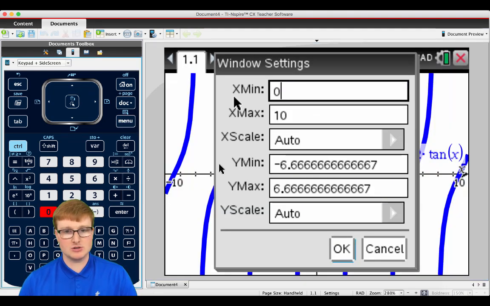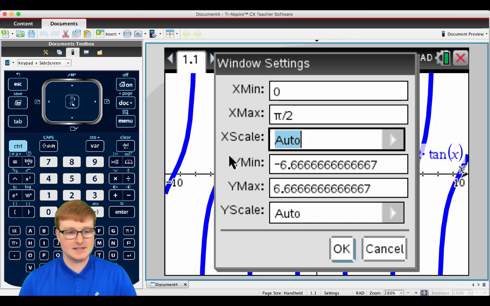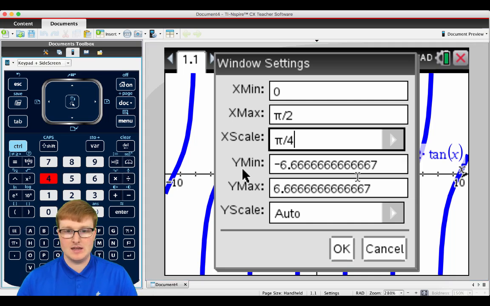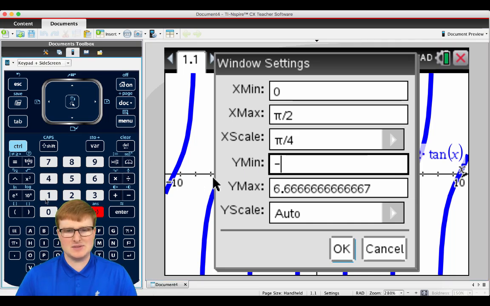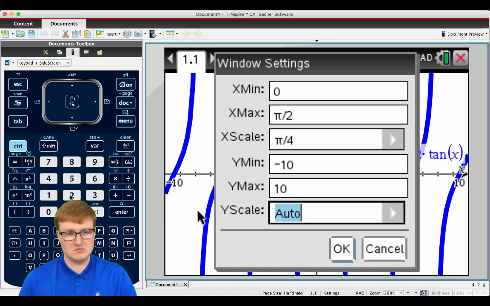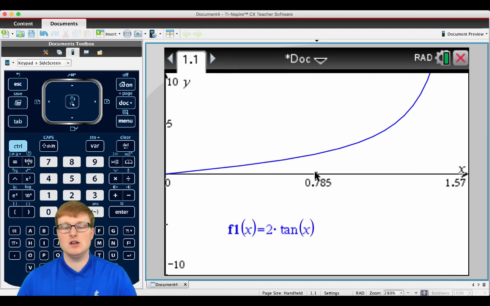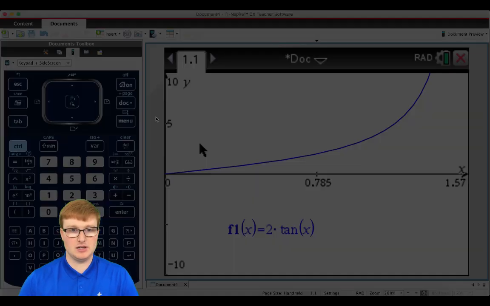Go to menu. Go to window zoom, window settings. And I'm going to go from 0 to pi over 2. I'm just going to make the x scale pi over 4. And the minimum y value, I'm just going to make it negative 10 for the heck of it and make this 10. And make the auto 5, I guess. Okay, so this, ladies and gentlemen, is the graph of 2 tan of x from the interval from 0 to pi over 2. So bear with me while I take a picture of this, and I'm going to put it on my software over here.